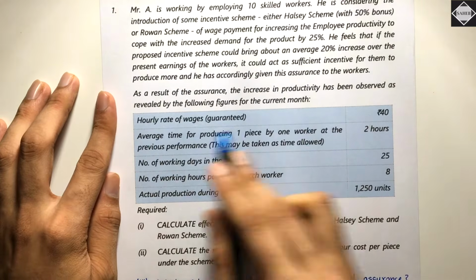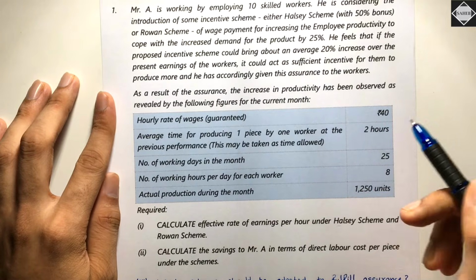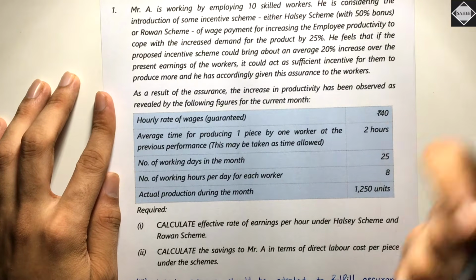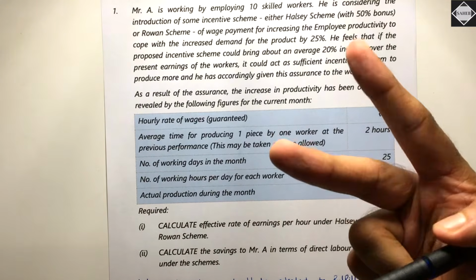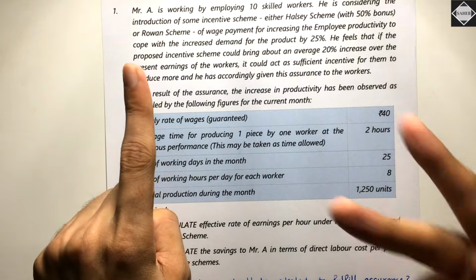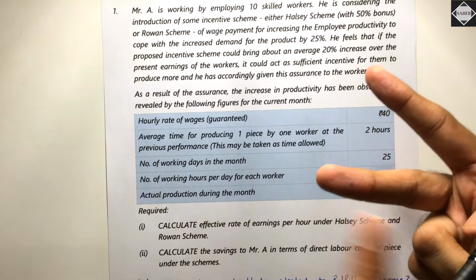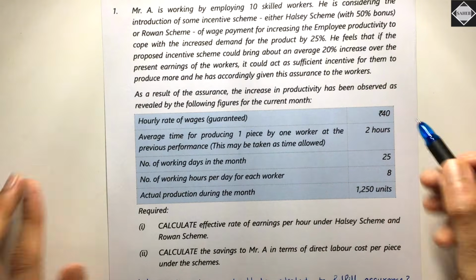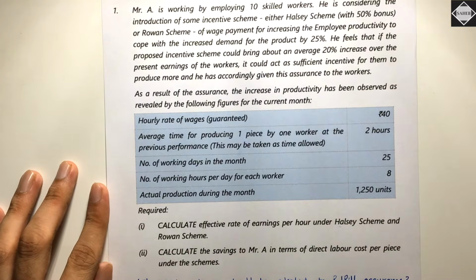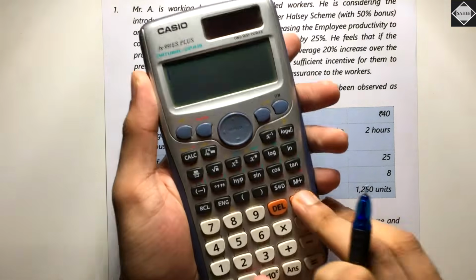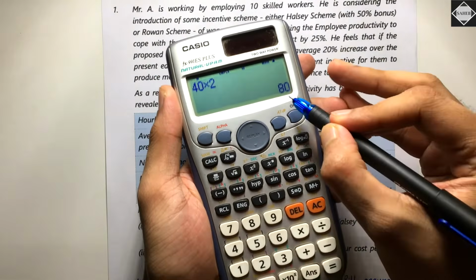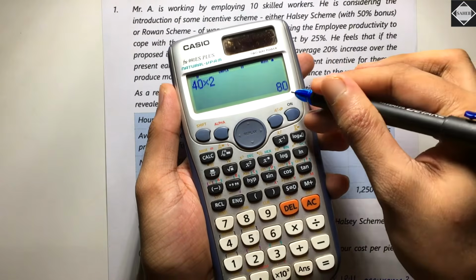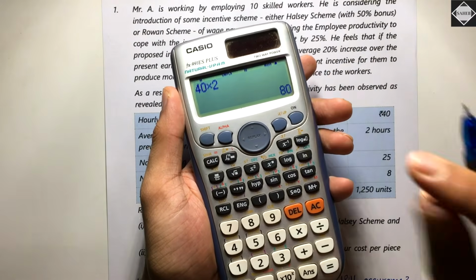Hourly rate of wages is 40 rupees. This is the labor cost, na? But per piece they are asking, per piece. To make one piece, we know from the question, it requires 2 hours. So 2 hours, what's the cost of 2 hours? 40 into 2, that's 80 rupees. So this 80 rupees will be the current direct labor cost per piece.